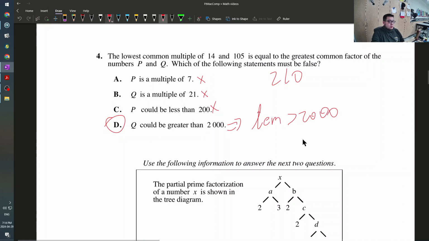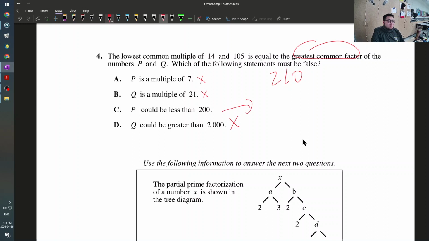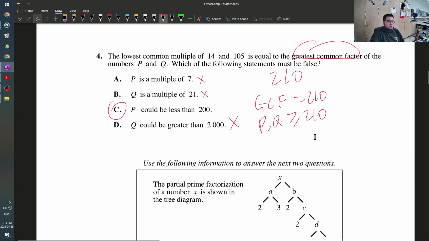Oh, wait, I did this one wrong. Greatest common factor. Oops, this one's wrong. Because if the greatest common factor is 210, then each of the numbers must be at least 210. So P and Q must be at least 210. So P could not be less than 200. Therefore, C is wrong. Nope, oops, I read the question wrong.